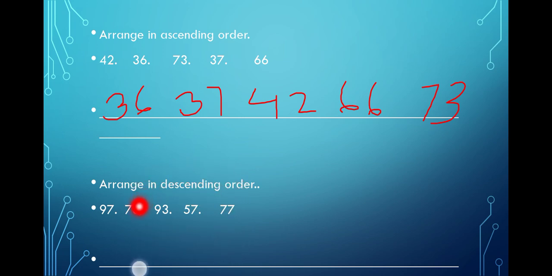See, 73 is having 7 in the tens place. Here also 7 in the tens place. So out of this, in the ones place, the second number is having 3 and the last number is having 7. So the biggest of these is 77. The next one is 73. So now we are left with only one number. So it is going to be the last, the smallest number.